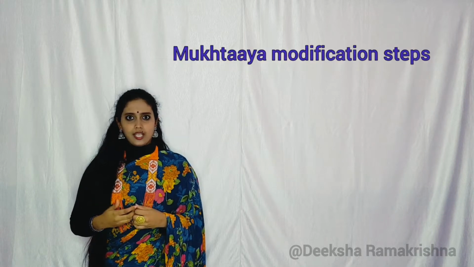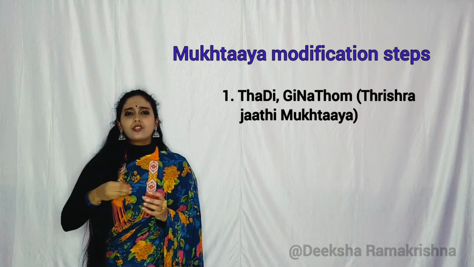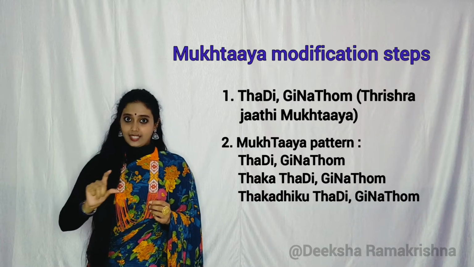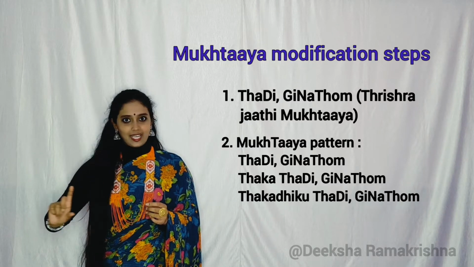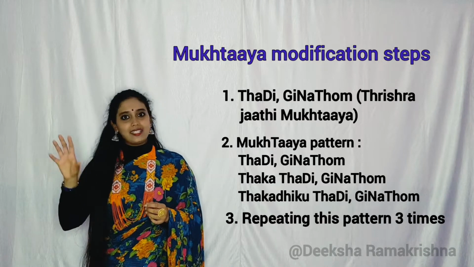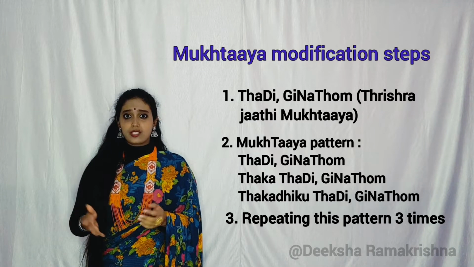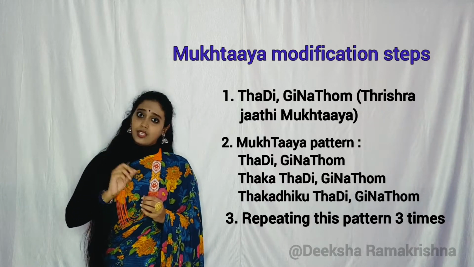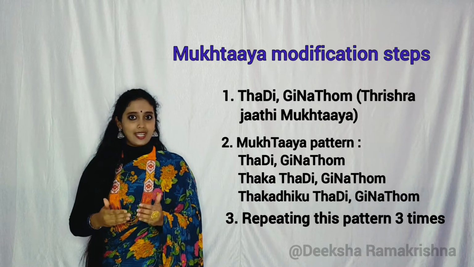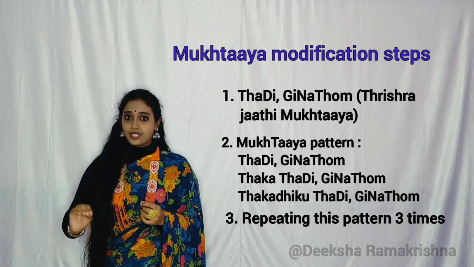So, I would like to take Tadin Ginatum, that is Trisha Jati Mukhtaaya, and I would like to add a few things to it, that is Tadin Ginatum, Taka Tadin Ginatum, Taka Dhiku Tadin Ginatum. So, this will be one pattern, and I will be repeating this 3 times. So you can also take any other approach. For example, you can take other patterns like Tadiginatum, Tadinginatum, Tadinginatum as one set, and accordingly you can change the Mukhtaayas. So in this set I will be taking Tadinginatum, Taka Tadinginatum, Taka Diku Tadinginatum.